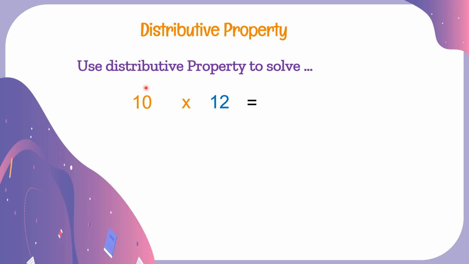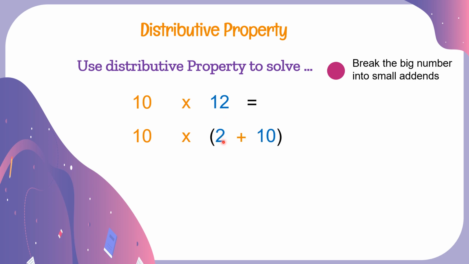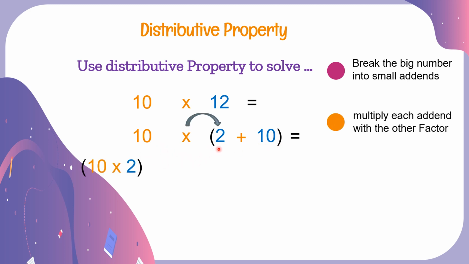Let's recall. Here I have 10 and 12. How can I use distributive property to solve this multiplication sentence? I know the timetable of 10, so I will keep it. Then I will break 12 according to its expanded form. 12 will be 10 plus 2. Now I will distribute multiplication over addition. So 10 times 2 and 10 times 10.